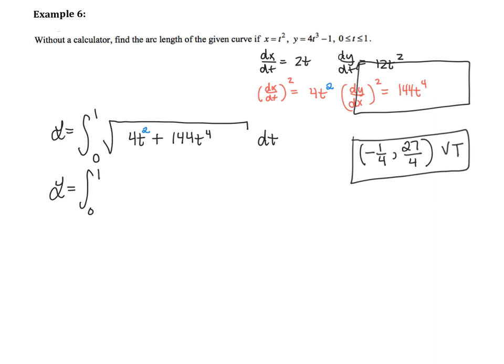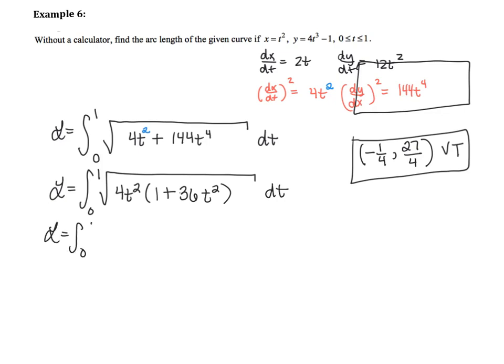All right, let's roll on. So I'm feeling like I can factor out a 4t squared, which would leave me with 1 plus 144 over 4, which is 36t squared. And then I'm going to be able to pull a 2t out of that radical.